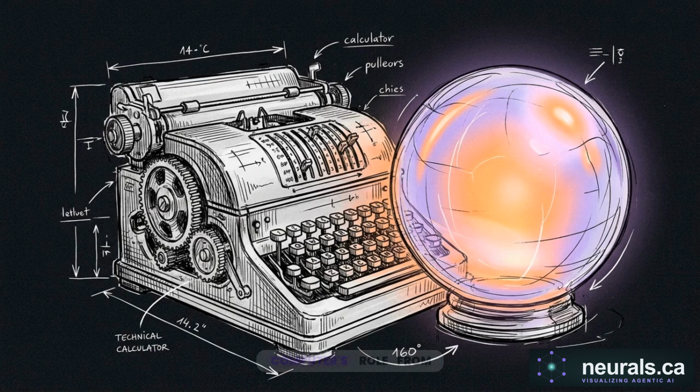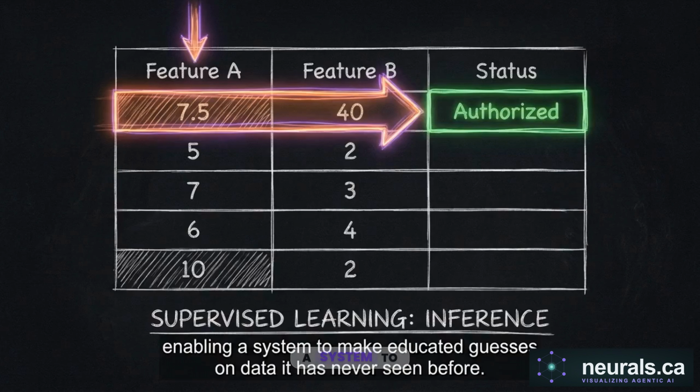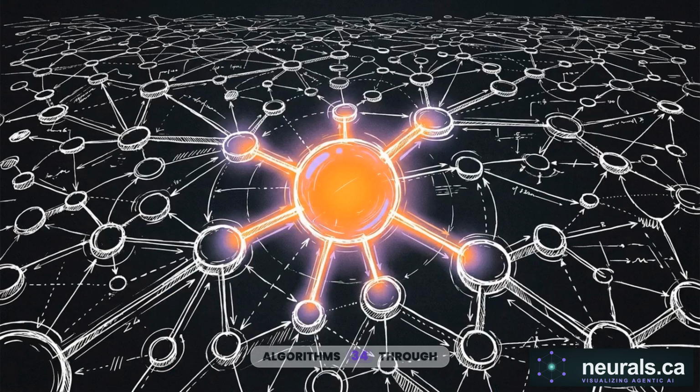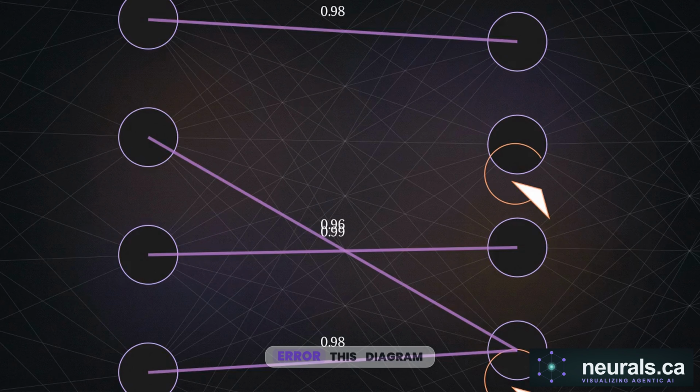This tier transforms the computer's role from a calculator into a predictor, enabling a system to make educated guesses on data it has never seen before. From there, we escalate to the peak computational complexity of modern architecture: deep learning. Algorithms 34 through 36 cover optimization and neural networks. These focus on learning the weights, an iterative process of adjusting internal parameters to minimize error.